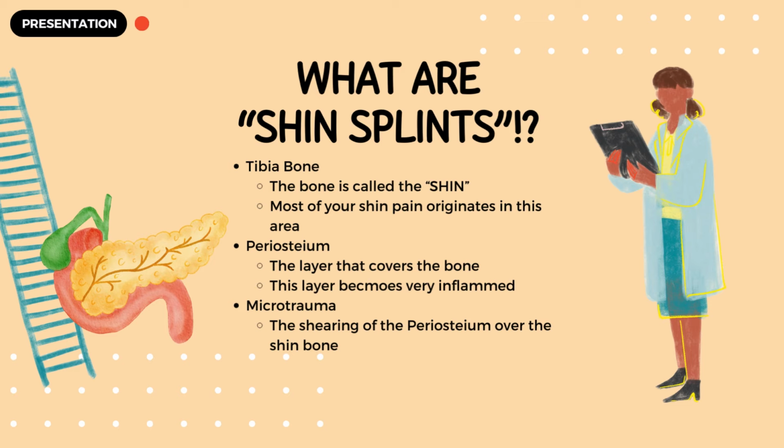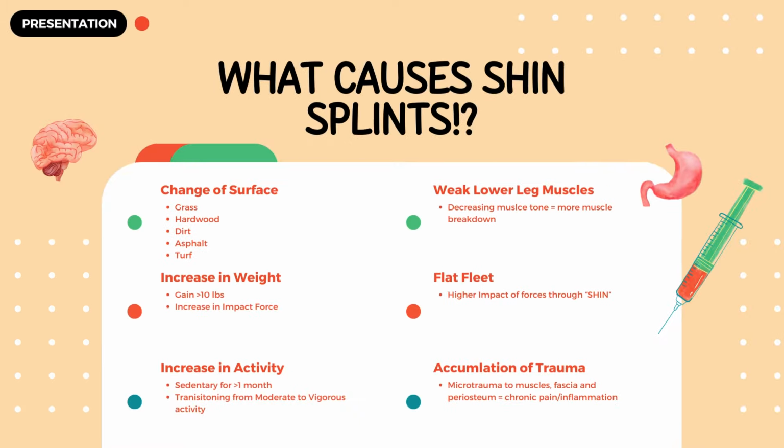This is the actual thought process of what a shin splint is: a tibia bone that's surrounded by the periosteum, which becomes sheared through a lot of trauma or micro trauma. Now, when we move to the next slide, we're going to discuss what causes shin splints. I told you what it was, so this is what causes it.